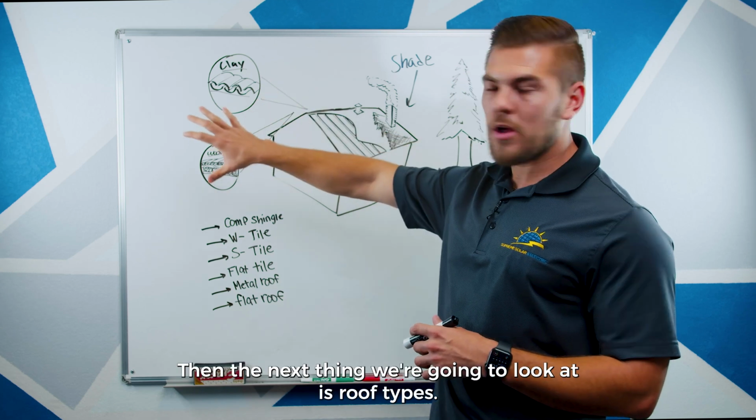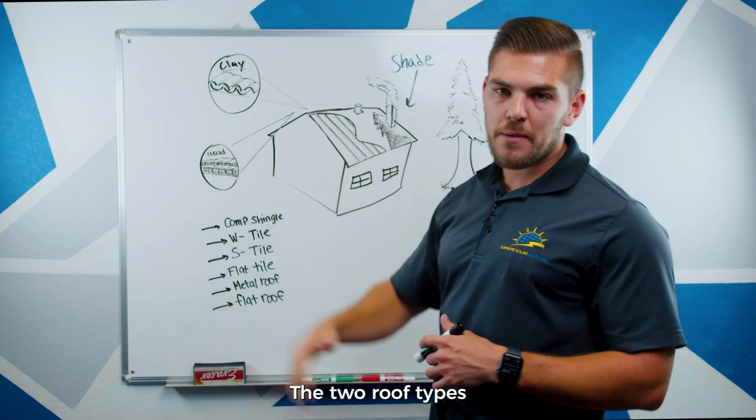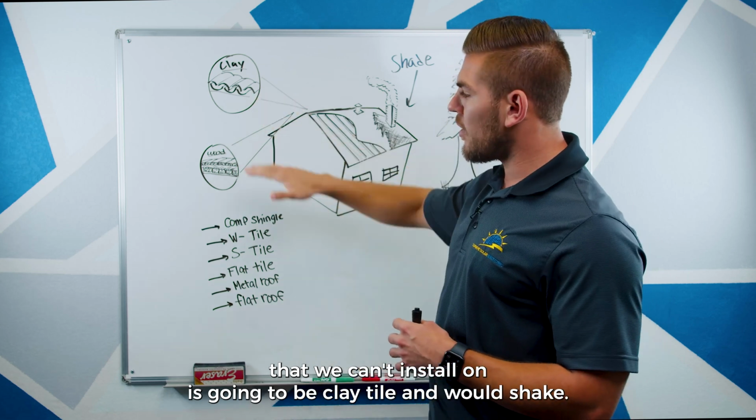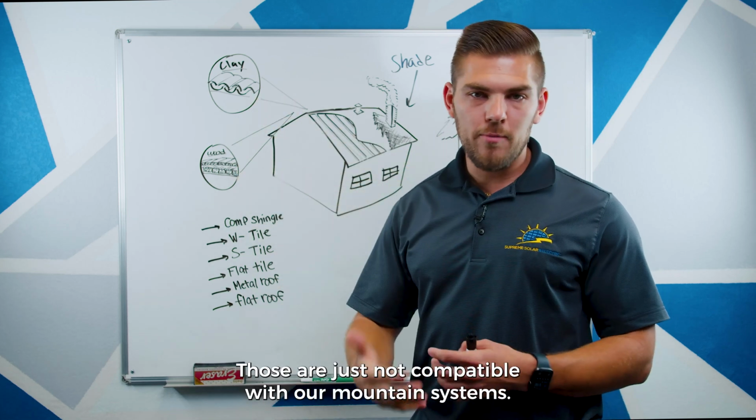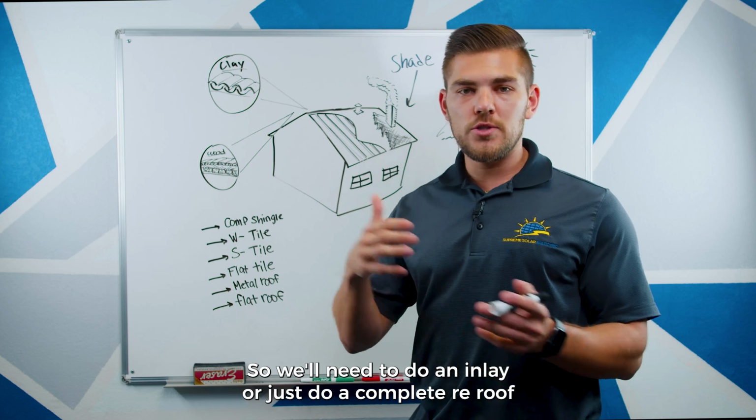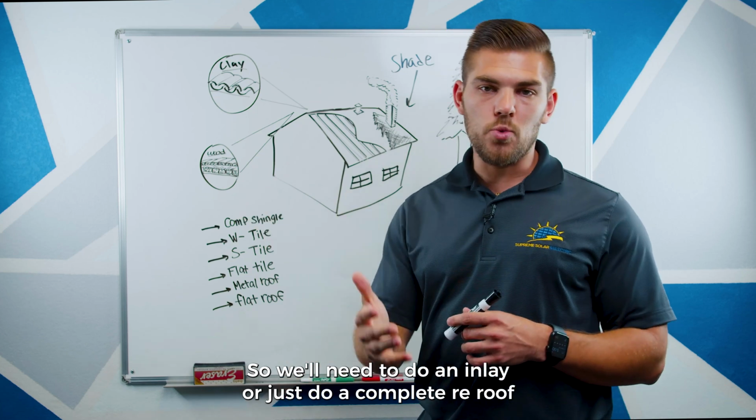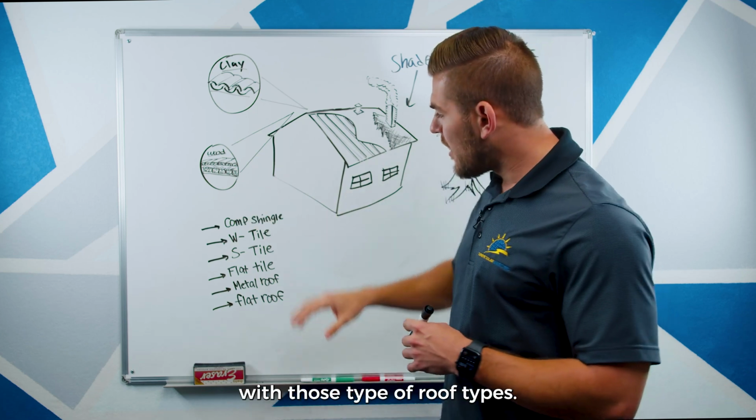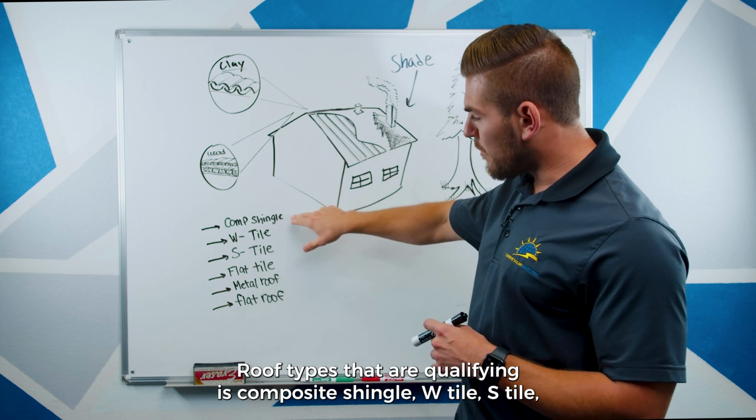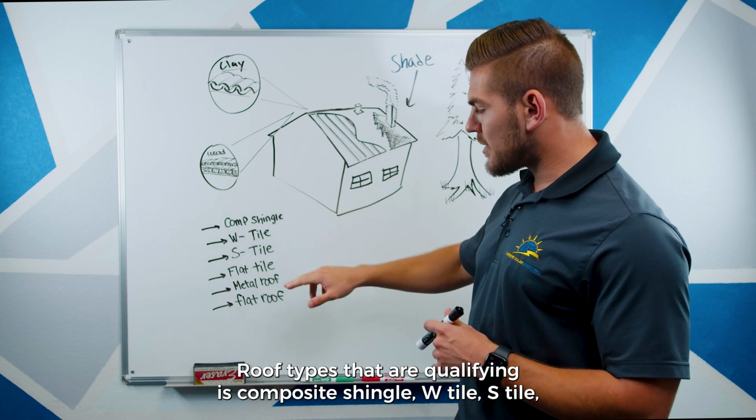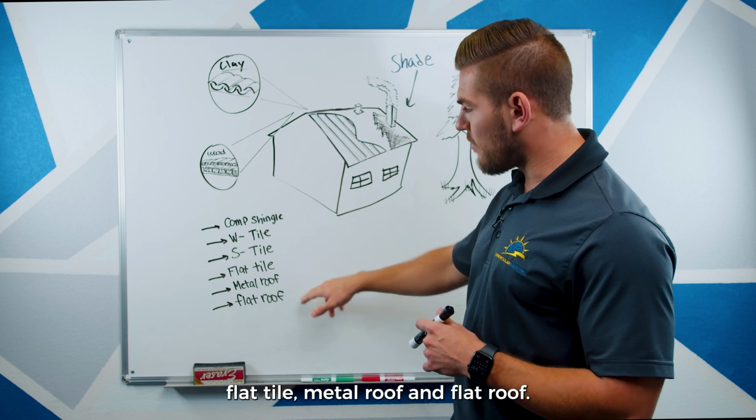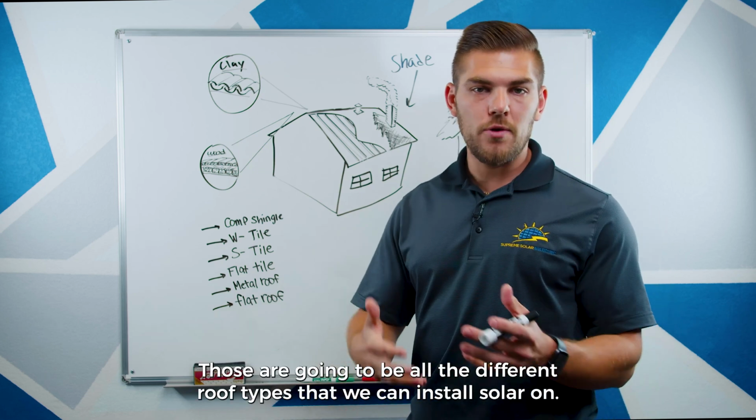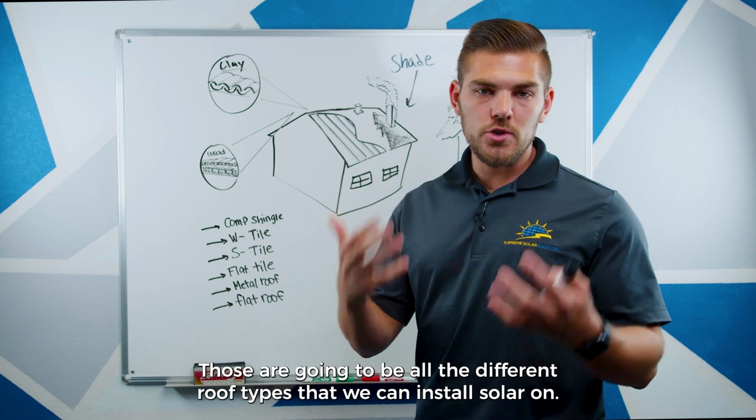Then the next thing we're going to look at is roof types. The two roof types that we can't install on are clay tile and wood shake. Those are just not compatible with our mounting systems, so we'll need to do an inlay or just do a complete re-roof with those types of roofs. Roof types that are qualifying are composite shingle, W-tile, S-tile, flat tile, metal roof, and flat roof. Those are all the different roof types that we can install solar on.